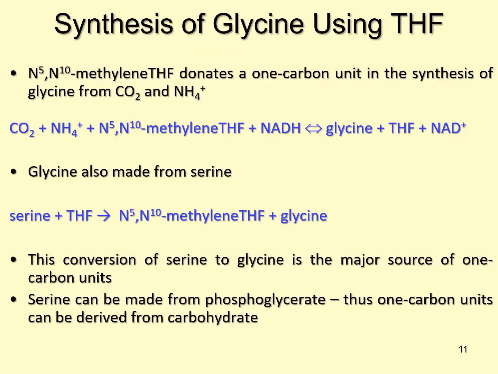We can also synthesize glycine using N5-N10 methylene tetrahydrofolate, which donates its one carbon unit in the synthesis of glycine from carbon dioxide and the ammonium ion. So the reaction is carbon dioxide plus ammonium ion plus N5-N10 methylene tetrahydrofolate, in the presence of NADH, to produce glycine plus tetrahydrofolate plus NAD. Glycine is also made from serine reacting with tetrahydrofolate in the same fashion as above. This conversion of serine to glycine is the major source of one carbon units, and serine can be made from phosphoglycerate. Thus one carbon units can be derived from a carbohydrate as a precursor.